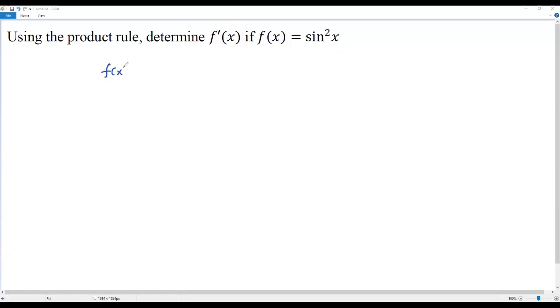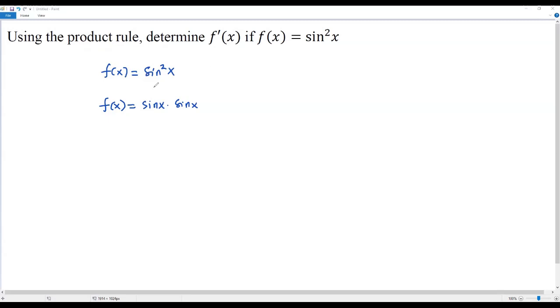Let me write the given function as it is. That is f of x equals sin square x. Before I find the derivative, the sin square x can be written as sin x times sin x. Since we have an exponent 2, we can write sin x twice and multiply them. Here you may have a question: why should I write sin square x as sin x times sin x? Because I have to use the product rule to find the derivative f prime of x for the given function.